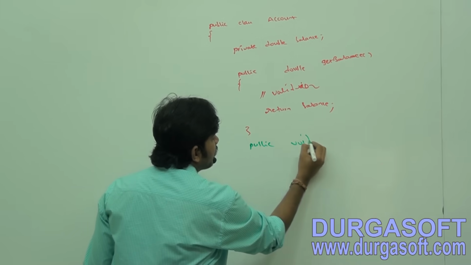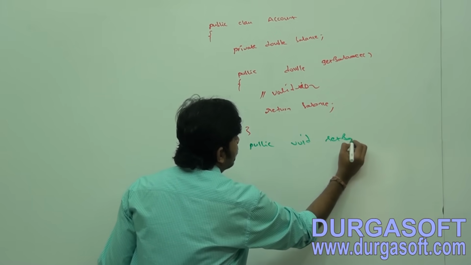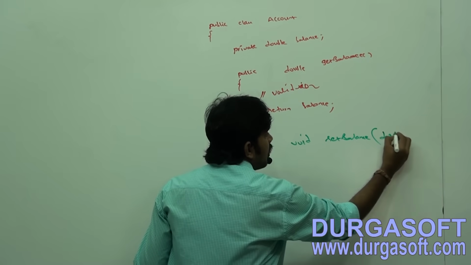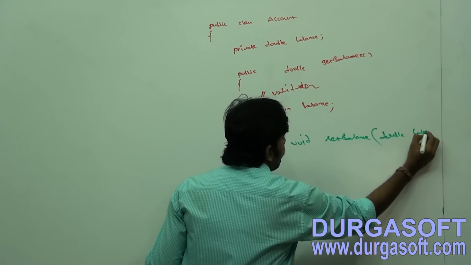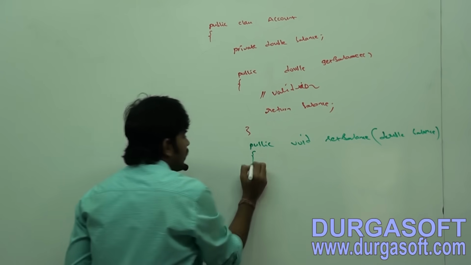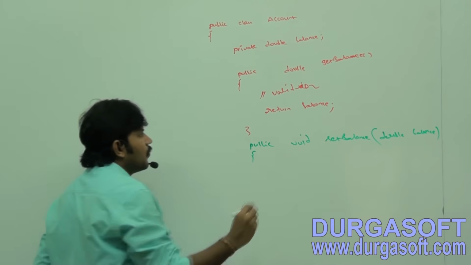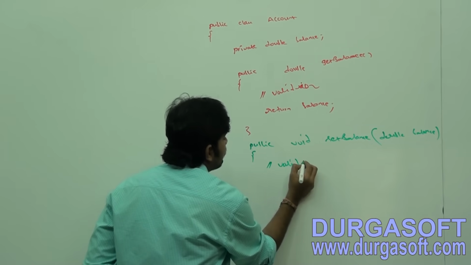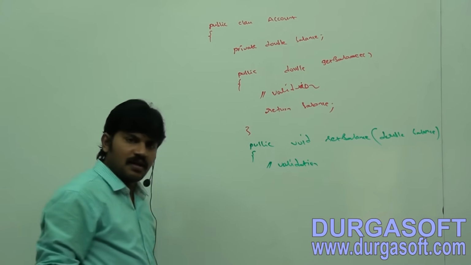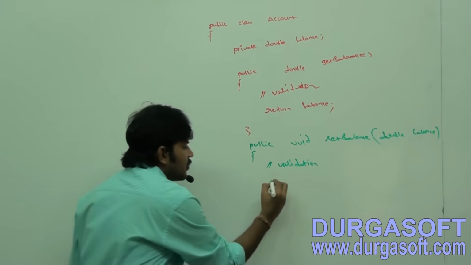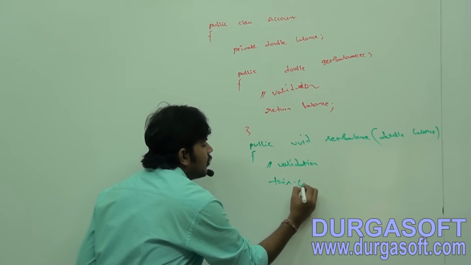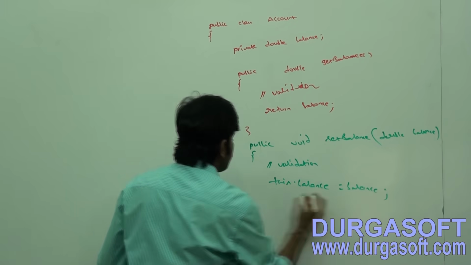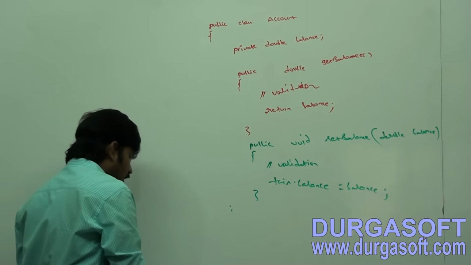Public void setBalance(double balance). Here we validate whether this person is the correct person or not. After validation, this.balance = balance, we have to do.